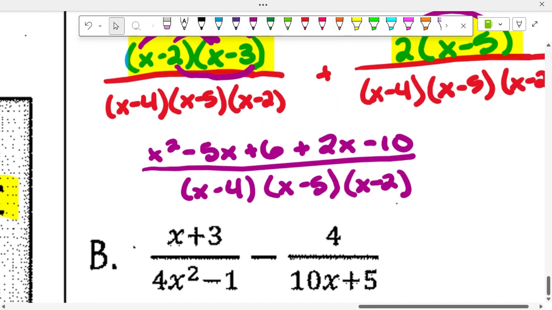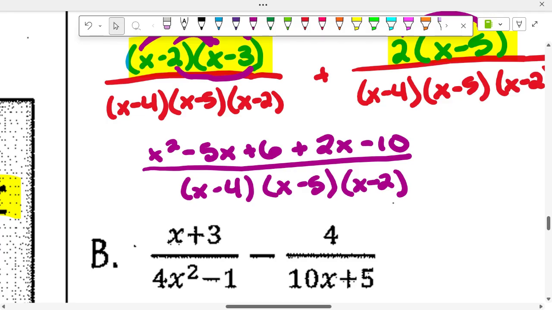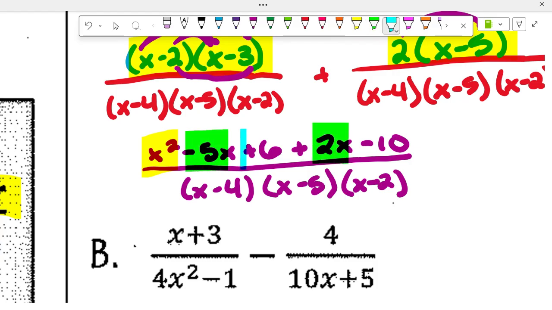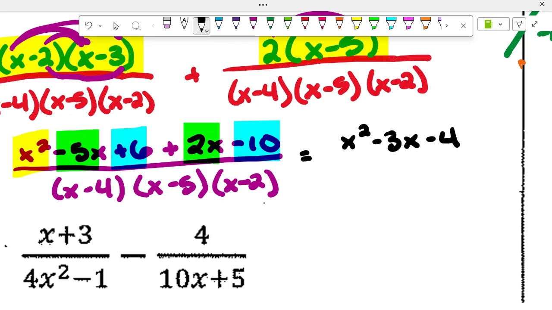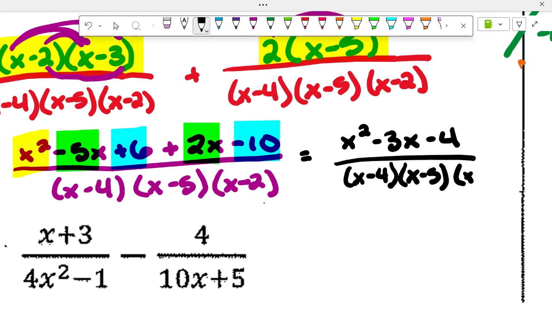Now, what can I do with the numerator? Combine like terms. So the x squared's by itself. I have my x's and my constants. So this would equal x squared, because there's nothing to combine with. What's negative 5x plus 2x? Negative 3x. And then 6 minus 10? Negative 4. All over x minus 4 times x minus 5 times x minus 2.